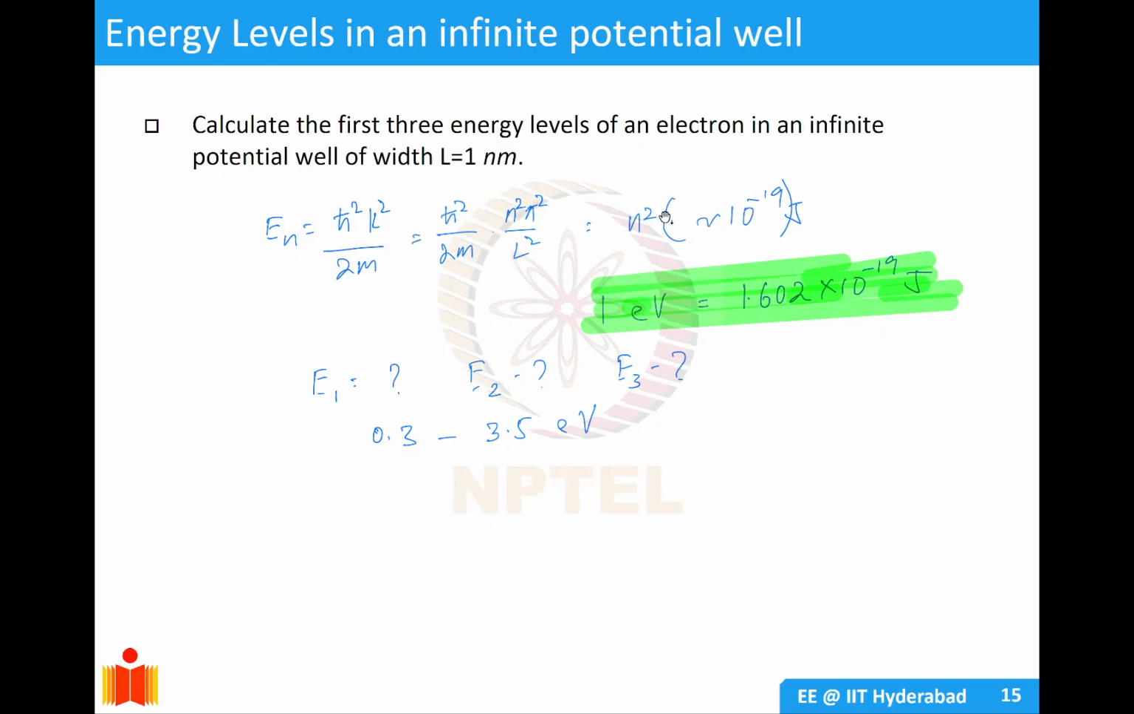So you can convert this into eV values and then write E1, E2, E3 in terms of eV, and you will get something around 0.3 eV, then 1.2 eV, 3.5 eV, something like that. You can solve this.